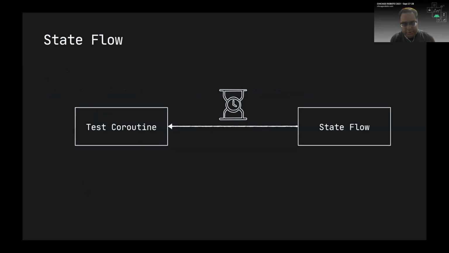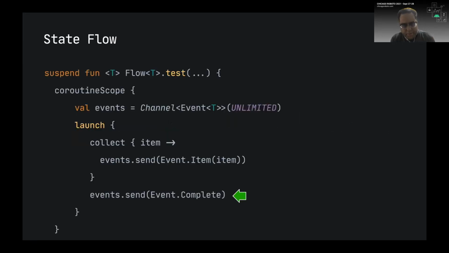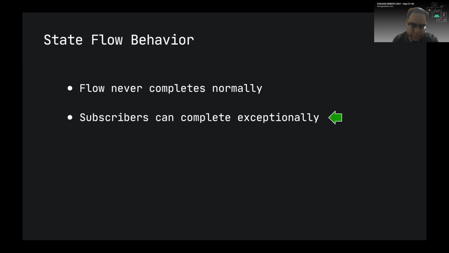So the test coroutine will keep on waiting when it's reading from the state flow. And you can see here that when you call collect, it is a suspending method and will stay suspended. It won't complete. It won't really go to the point where you're sending to this channel an event of completion. But it does complete exceptionally. So you could have a subscriber listening to the state flow, and I want to turn off that subscriber at some point. I could cancel the coroutine that it's running on. And that's one common thing that I think I help people with.